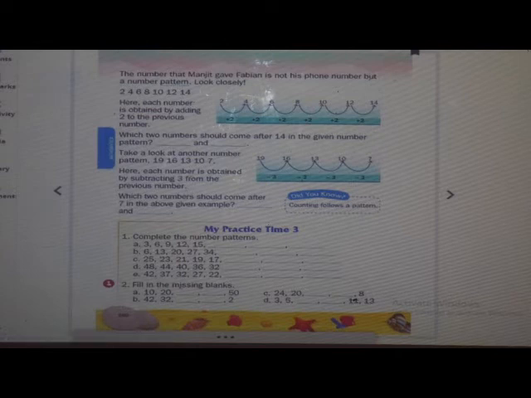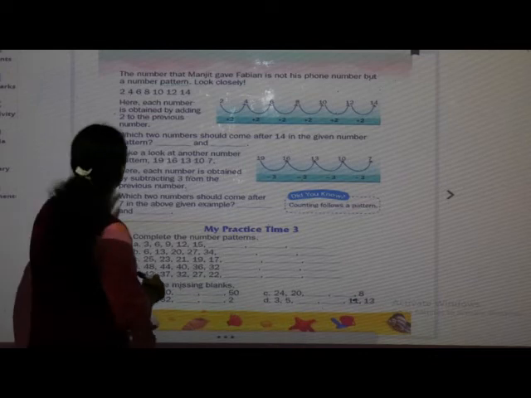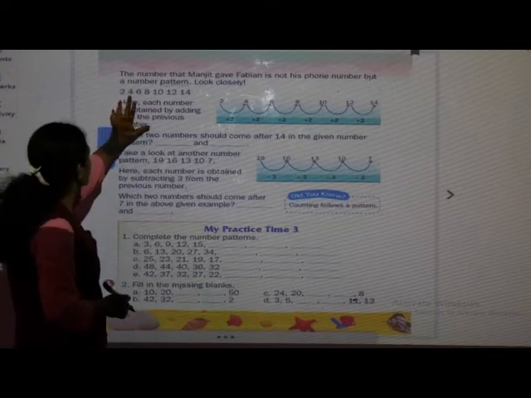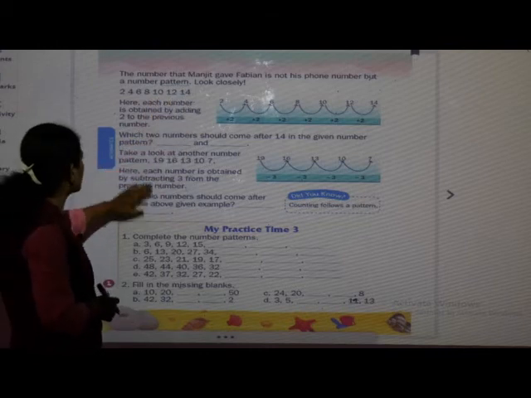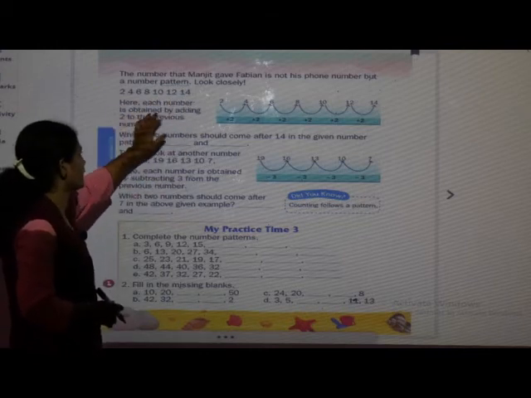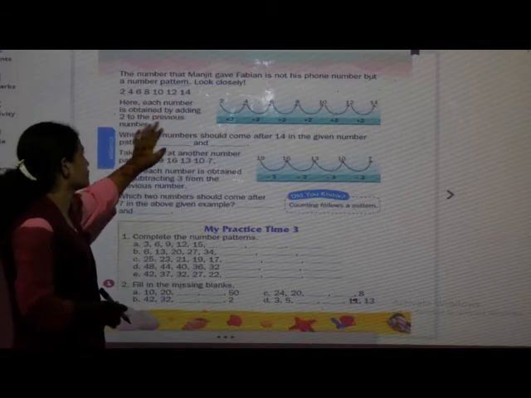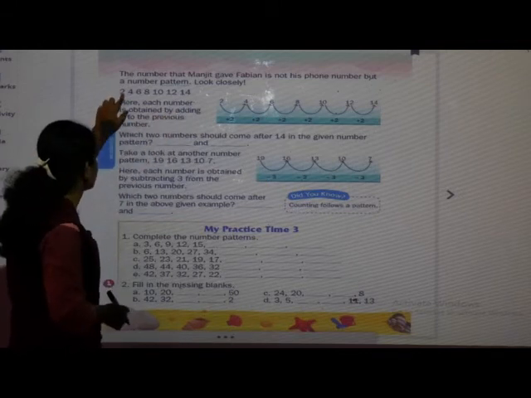The number that Manjit gave Fabian is not his phone number, but a number pattern. Look closely. The number which Manjit has given is not his phone number. It is just a number pattern. See, we will have a look at it. The numbers were 2, 4, 6, 8, 10, 12 and 14. Here each number is obtained by adding 2 to the previous number. Which is the first number, dear students?